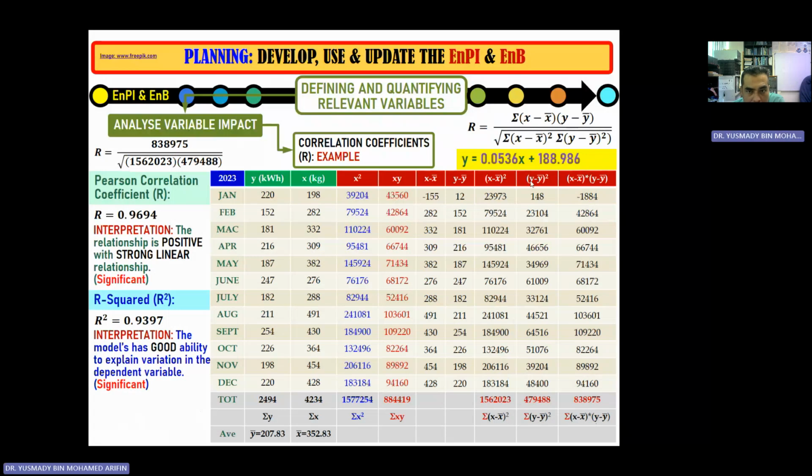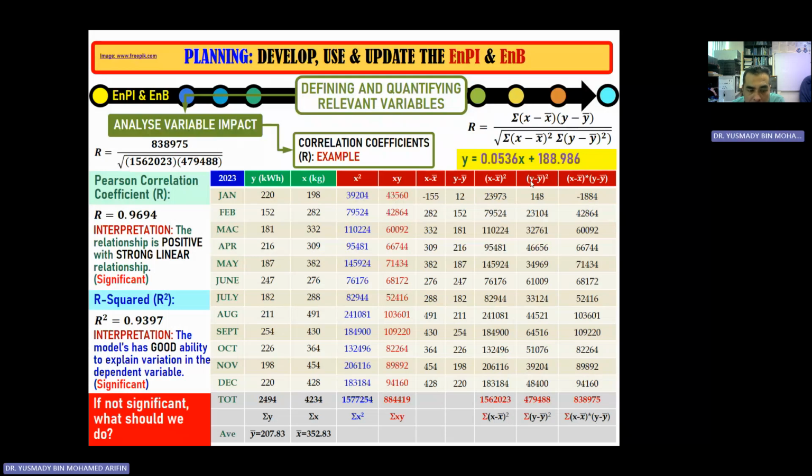So this is an example of how we determine the correlation coefficient R. It shows whether the line is strongly linear and how well the linear equation explains the variation of the dependent variable for the energy consumption data and so on.